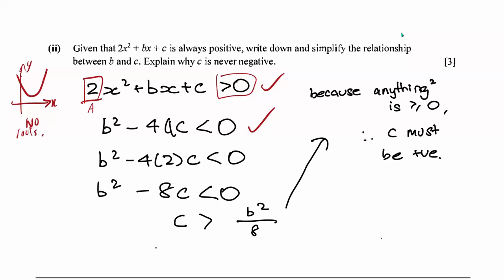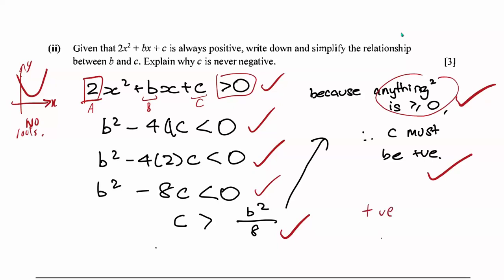Here the a, here is the b, here is the c. So b squared minus 4 times 2 times c. 4 times 2 is 8, so minus 8c. Solve for c. Yes, this is fine. And because anything squared is more than or equal to 0, that is good. c must be positive, yes. This is a positive b squared divided by a positive 8. Positive over positive is always positive.